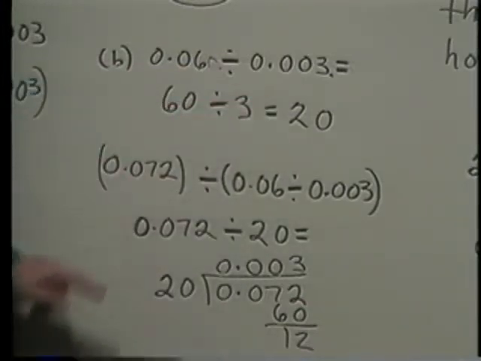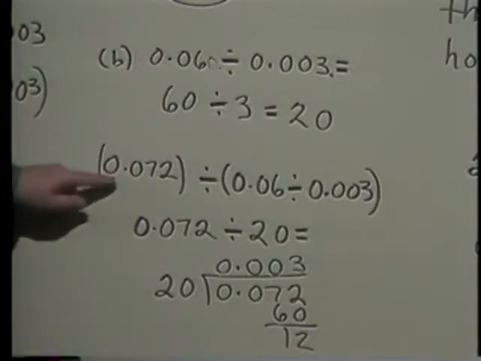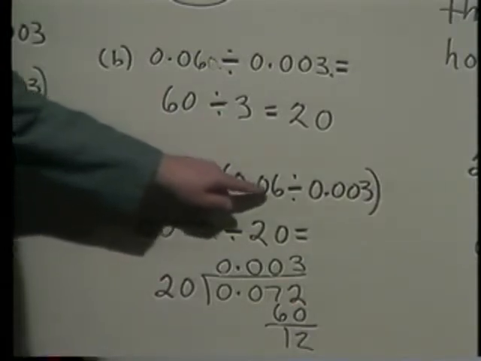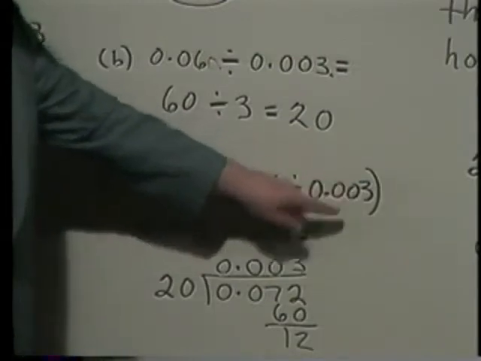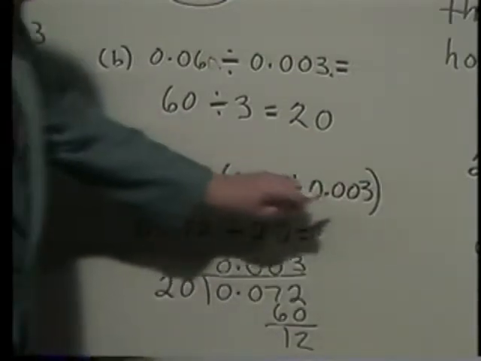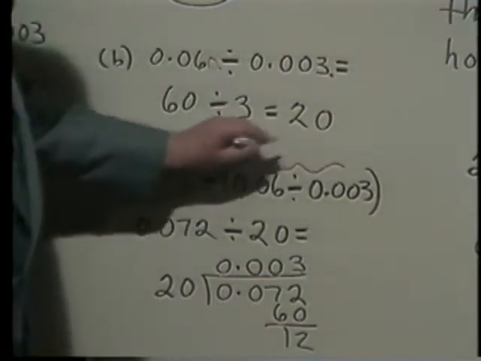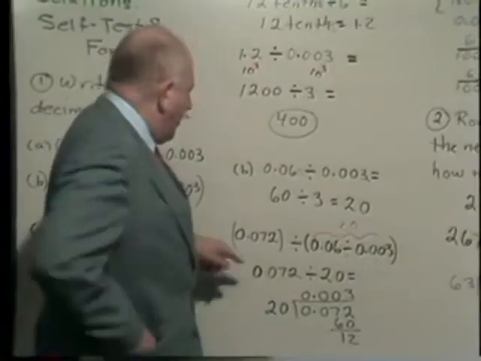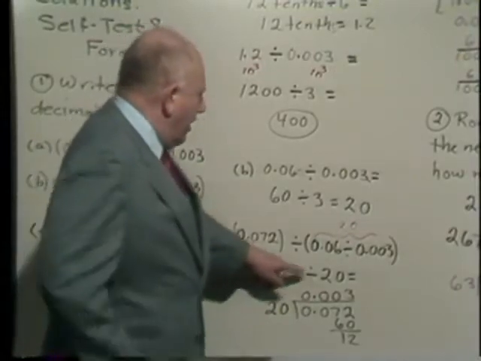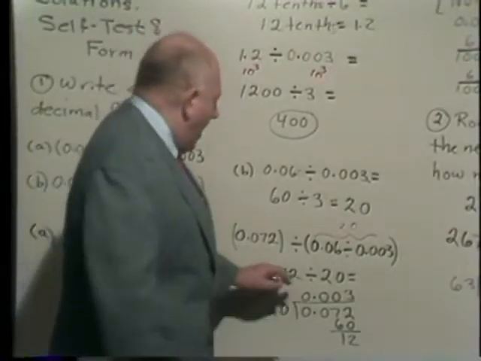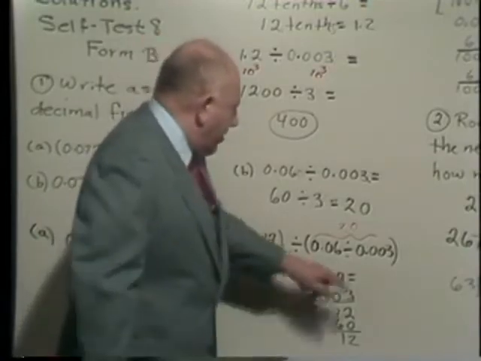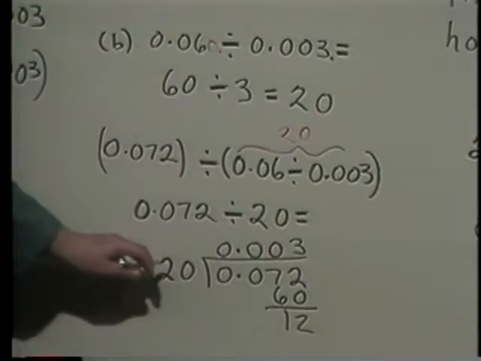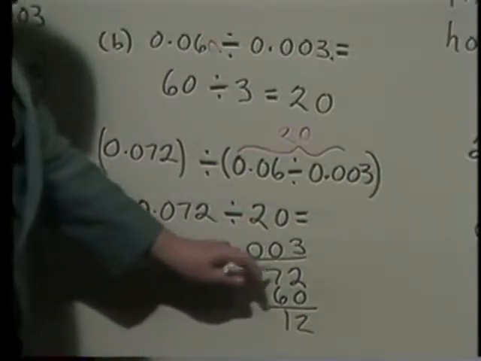Now, remember what the problem was. See, by now you might have forgotten the problem. The problem is 0.072 divided by 0.06 divided by 0.003. And what we just saw was that this part over here, that part is what was 20. So the problem now reduces to taking 0.072 and dividing by 20, and we don't have to clean this up any because this is already a whole number. We simply take the 20, line up the decimal points, divide 20 into 0.072.